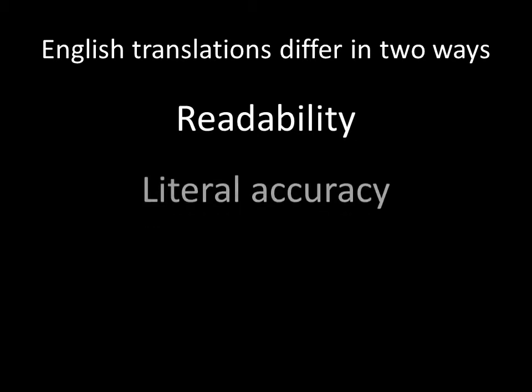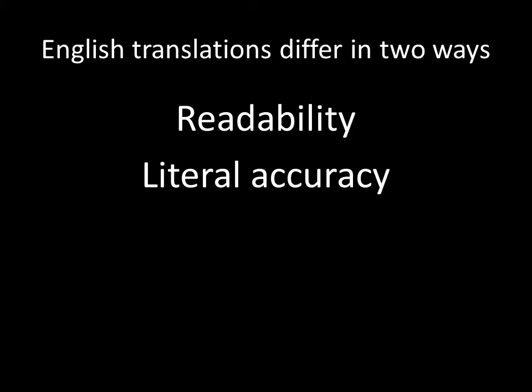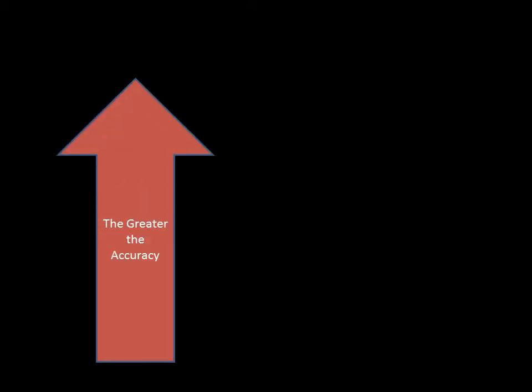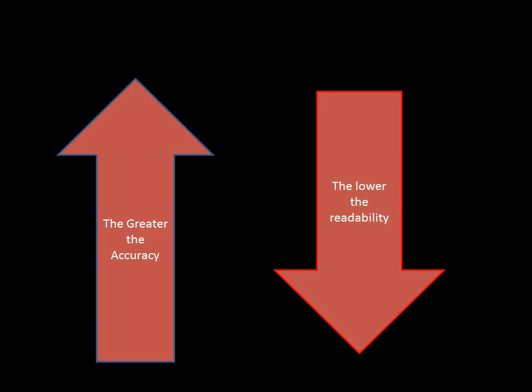Now, English translations differ from one another in two specific ways. First of all, they differ in readability. Some are more readable than others. Others differ because of literal accuracy. In some cases, the translator has leaned more upon readability and less upon accuracy, and in other cases, they've leaned more upon accuracy and less on readability. So you can see in translations that the greater the accuracy, the lower the readability. So you want to have translations that hit in several places on this continuum so that you get a good picture of what's going on.